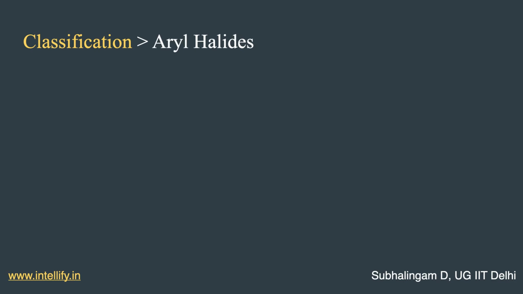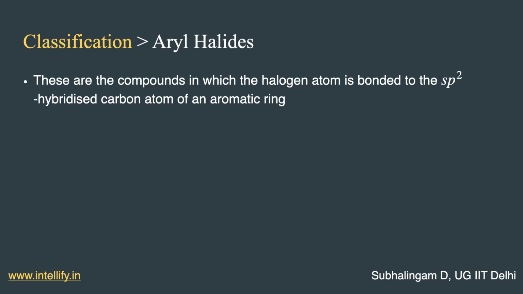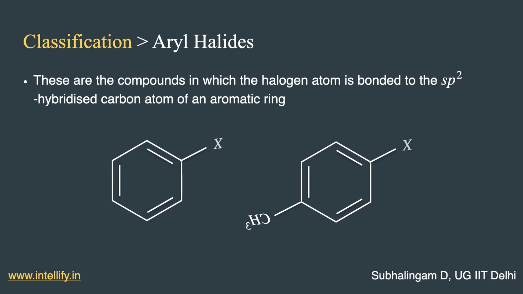Let's look into another type of compound called aryl halides. Even in this case, the halogen atom is bonded to an sp2 hybridized carbon, but this sp2 hybridized carbon is now a part of an aromatic ring like the benzene ring, as we have over here. Even this is an example of aryl halides, where the halogen atom is attached to toluene.